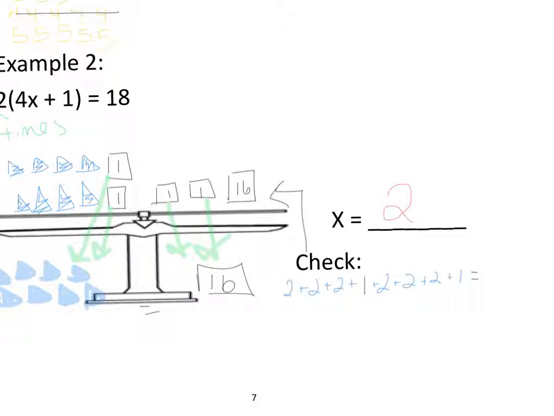1 plus 16. So we have that 2 plus 2 is 4, plus 2 is 6, plus 1 is 7, plus 2 is 9, plus 2 is 11, plus 2 is 13, plus, did I miss one? Oh, I forgot I didn't do enough 2s. Whoops. Plus 2.